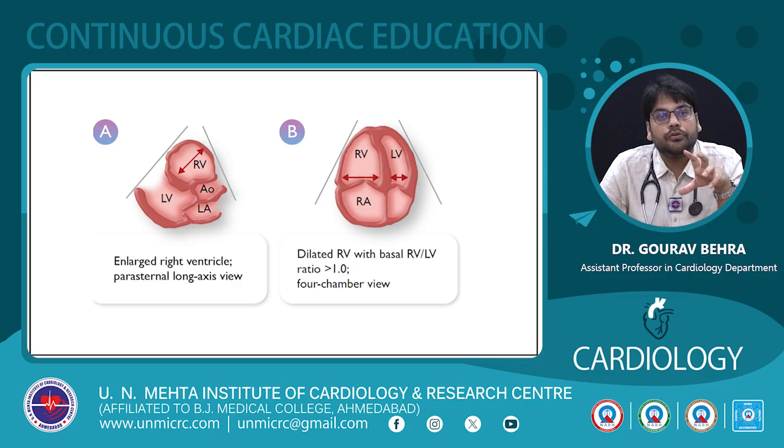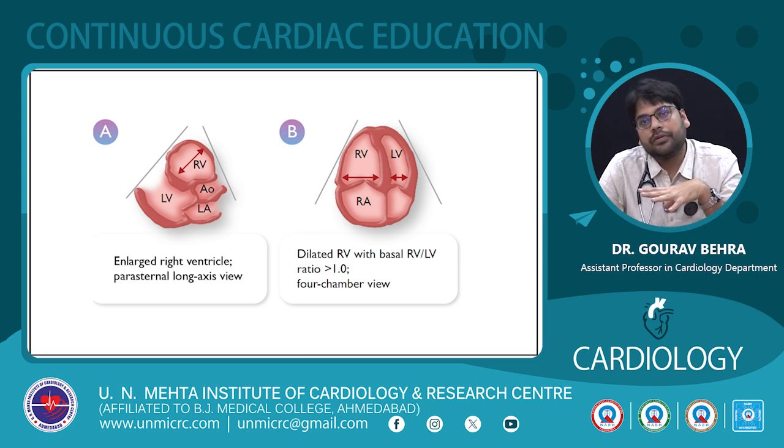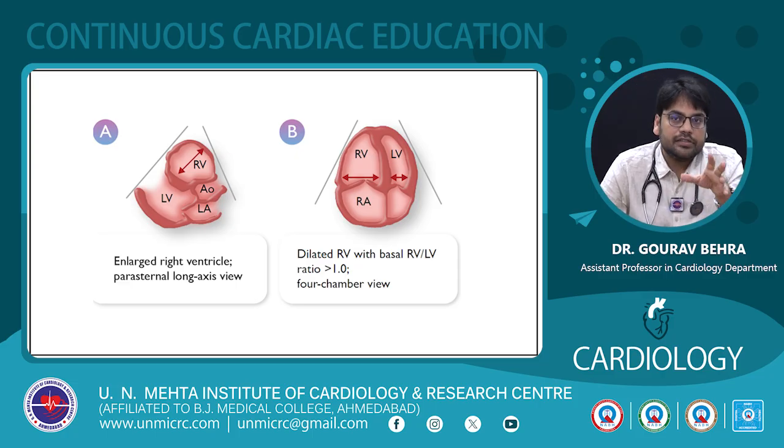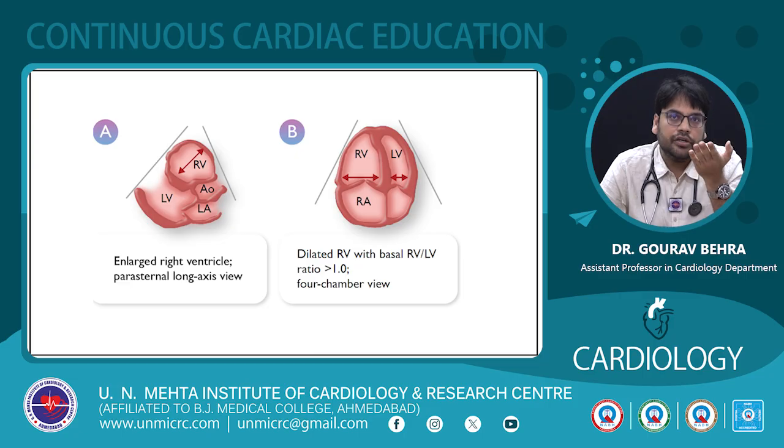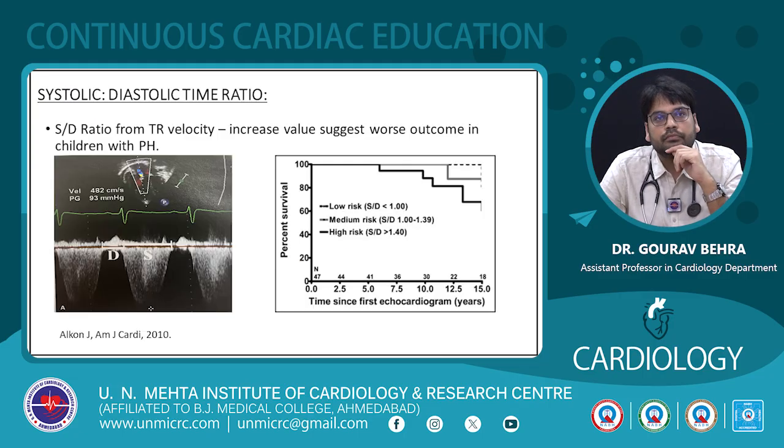So when you see an enlarged right ventricle, these are other signs of RV enlargement in the parasternal view and in the 4-chamber view. We can also measure the basal diameters of the RV by LV. If the RV basal diameter is more than the LV, these are signs that the RV is dilated, or you can roughly say the RA and RV are dilated, and you can estimate the degree of RV dysfunction.